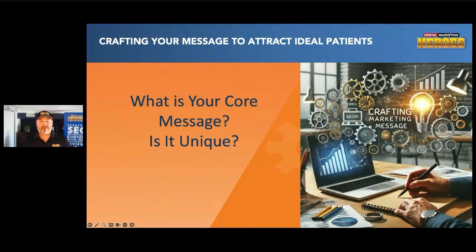So when you leave a vacuum like this for consumers, they will fill it with whatever they have at their disposal. Maybe it's aesthetics of your website. Maybe it's price when they call you. Maybe it's your ethnicity. Who knows? But you don't want to leave it to chance. You want to develop a core message that's punchy, that hits them where it means the most to them and attracts them to your practice.